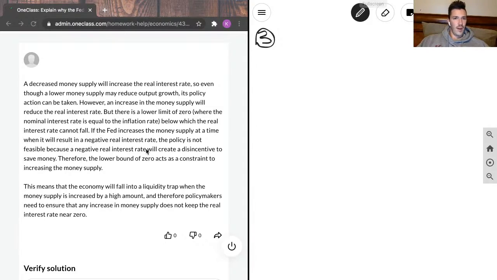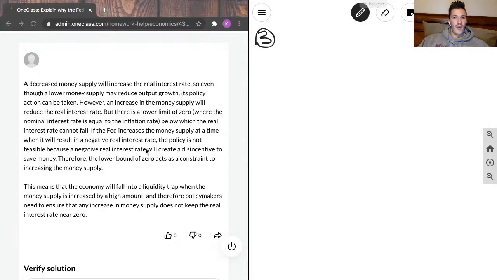There's a lower limit of 0, where the nominal interest rate is equal to the inflation rate, below which the real interest rate cannot fall. If the Fed increases the money supply at a time when it will result in a negative real interest rate, the policy is not feasible because a negative real interest rate will create a disincentive to save money. Therefore, the lower bound of 0 acts as a constraint to increasing the money supply.